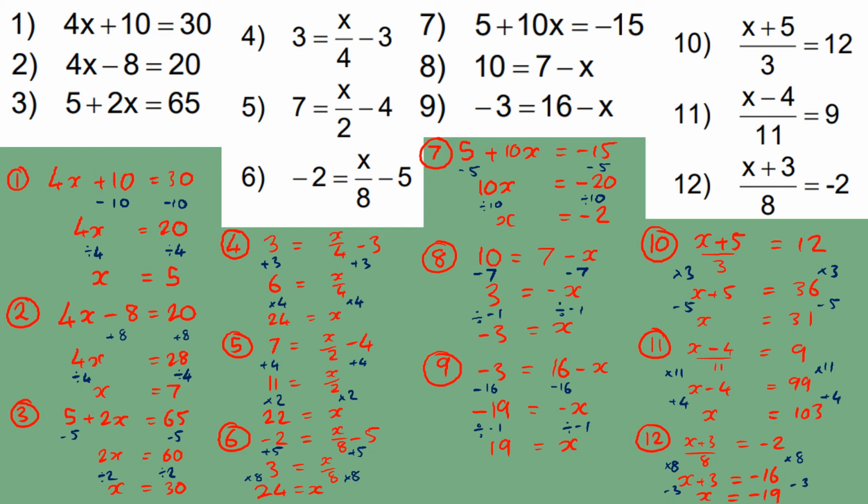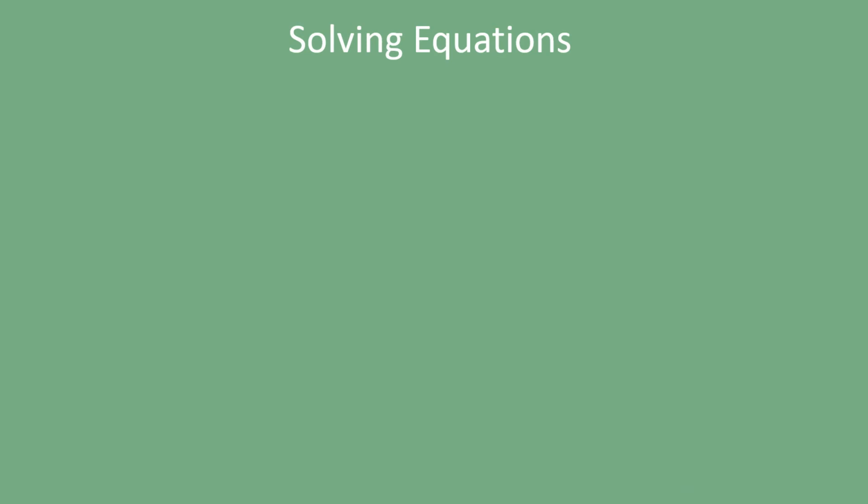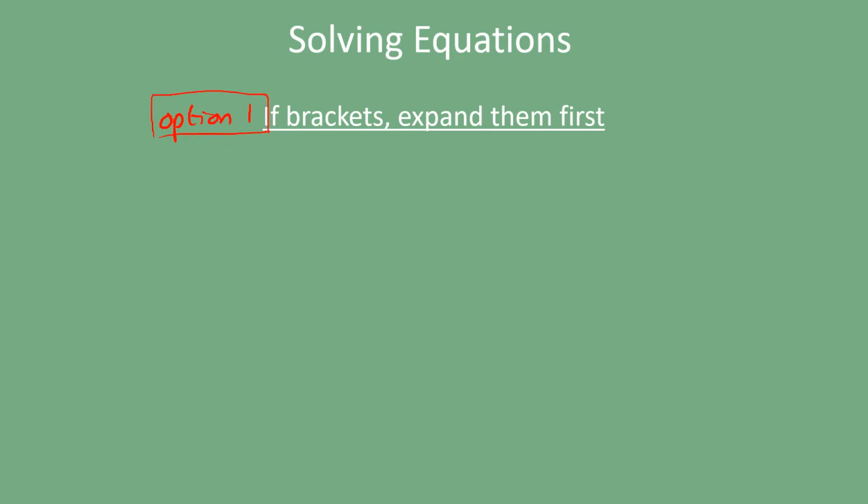And then we've got one last set of examples to do. So I'll see you there. So we're going to look at equations that have brackets. And if they do, there's basically 2 things you can do. So this is option 1, really. And this is the one that most people go for. So they say, if there's brackets, we'll expand those brackets first, and then we'll just treat this like the equations we've seen before. So how would that work?